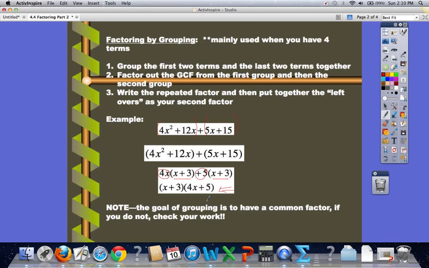Note, the goal of grouping is to have a common factor. If this doesn't happen where you have them exactly the same, go back and check your work. It may be that instead of a positive, you need to take a negative out to make it work. So go back and check your work. Alright, so that's grouping.